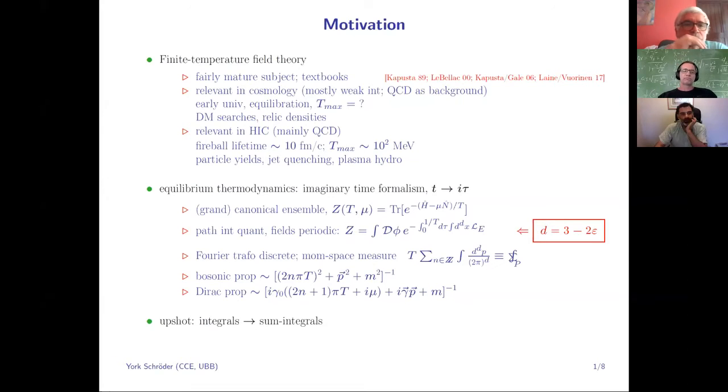So if you do the path integral quantization, the fields become periodic, and this means that in the path integral quantization, one of the dimensions, namely the temporal dimension, compactifies. Right? It's not an integral over the whole real line anymore, but it's a compact integral on a circle, one could say, over a finite interval. And this is the main difference. So the d-dimensional space stays intact, and the temporal dimension is shifted to this imaginary time, which is compactified.